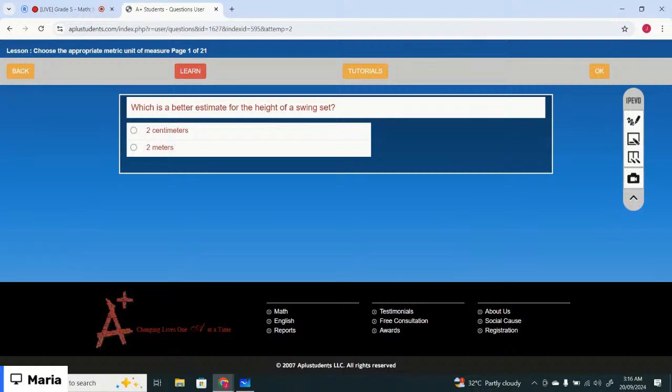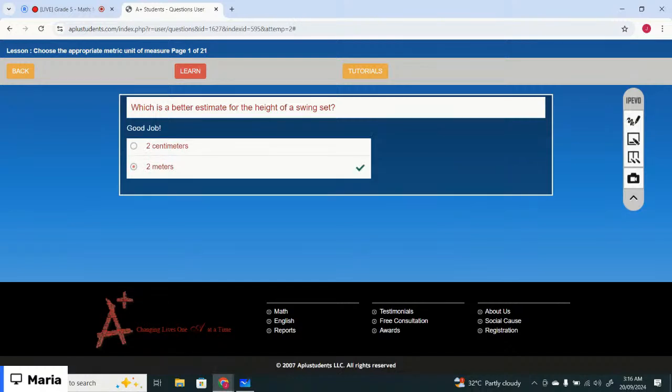Centimeter and meter are the units used to measure height, right? But centimeter is a smaller unit. That is the height of the swing. That is 2 meters. The correct option is 2 meters.